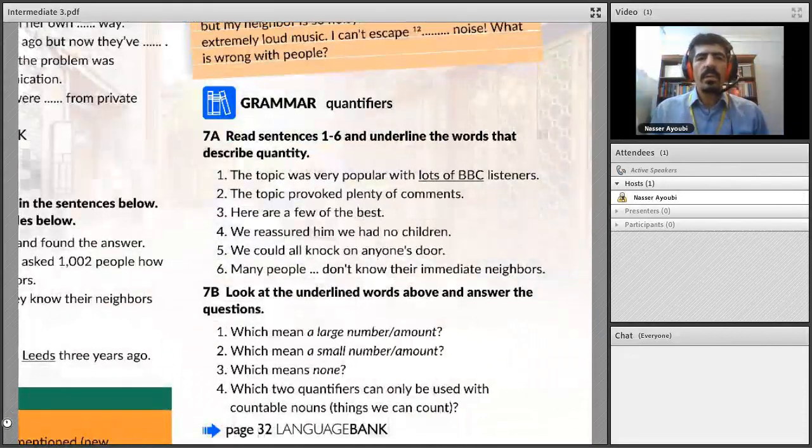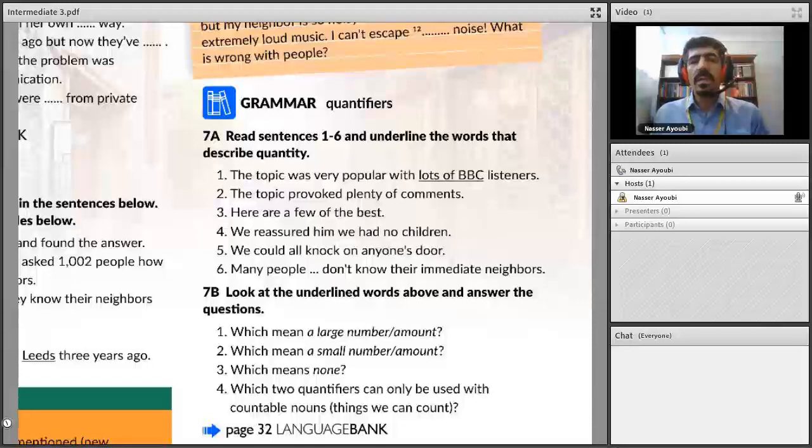The second part of grammar of this unit is quantifiers. Quantifiers are words like all of, some of, few, a little, no, none, plenty. These words are quantifiers. You know, they show the quantity or amount of something.